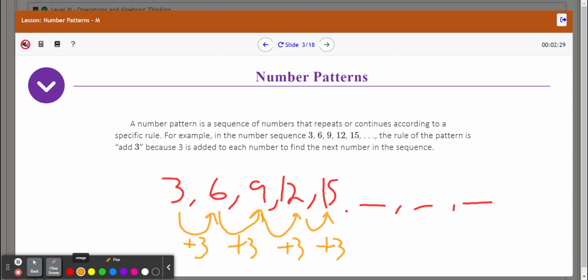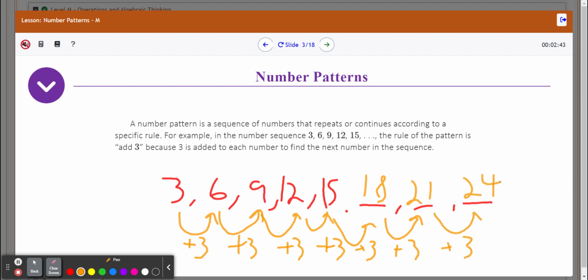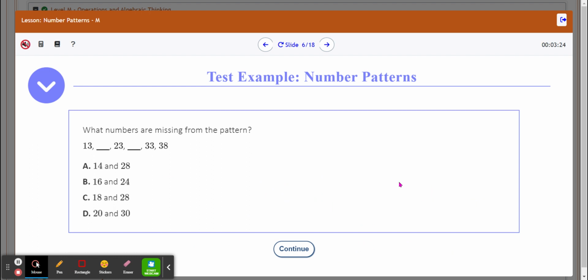So a question might ask you, what's the next 3 numbers in the sequence? Well, all you do is you keep applying the rule to the next number. So plus 3 gives you 18. Plus 3 gives you 21. And plus 3 gives you 24. So again, once you establish the rule, you just keep repeating it to get the next numbers in the sequence.